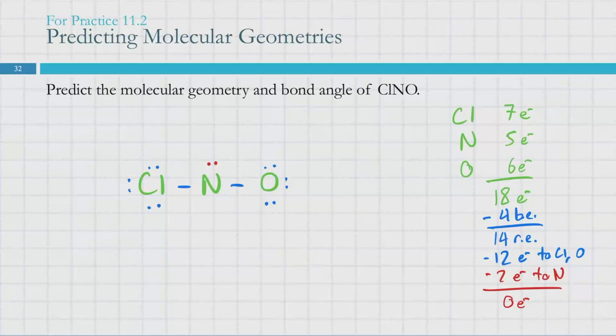We're guessing no. Why not? Nitrogen doesn't have an octet. So we need to get nitrogen an octet. How many more electrons does it need? It needs 2 more. It currently has 6. It needs 2 more. So we need to bring in a double bond. Are we going to bring it in from chlorine or from oxygen? There's a correct answer. Why would it be oxygen?